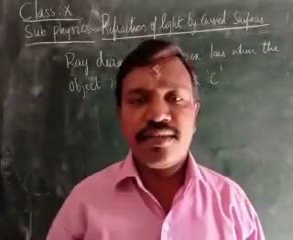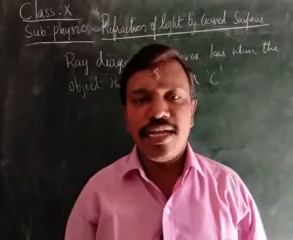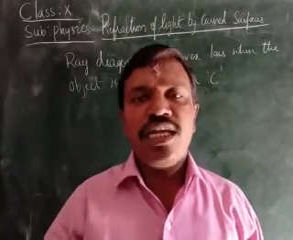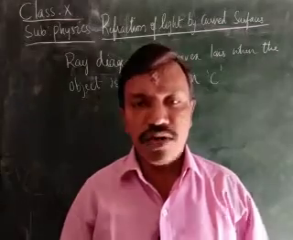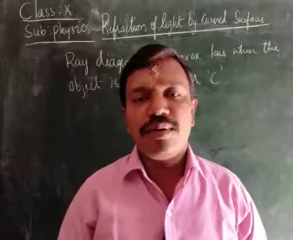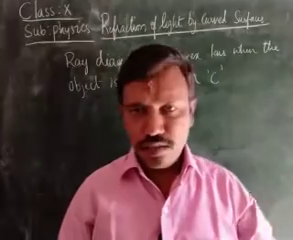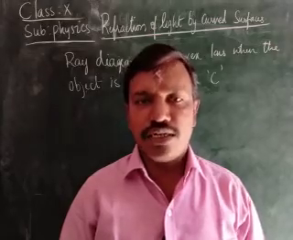In the last class, we learned the ray diagram when the object is placed on C and in between C and F. When the object is placed on C, the image is also formed on C. And children, when the object is placed in between C and F, the image is formed beyond C, children.